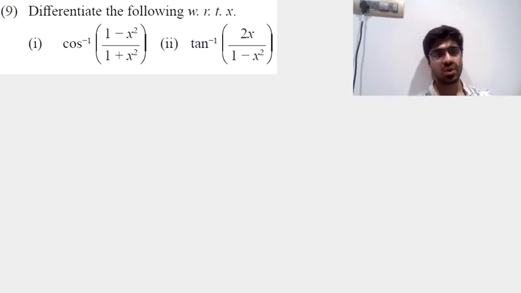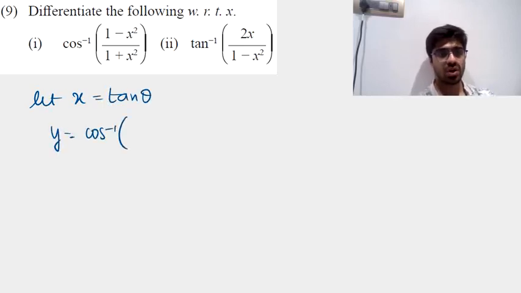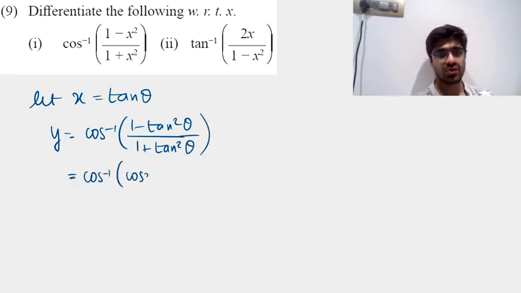Let's go ahead with main question number 9. So the first question, let y be the given function, and in the given function let's take x square as tan theta. So when we do that, the given function becomes y equal to cos inverse of 1 minus tan square theta upon 1 plus tan square theta. 1 minus tan square theta upon 1 plus tan square theta is a formula for cos 2 theta. So this becomes cos inverse of cos 2 theta, which is equal to 2 theta.